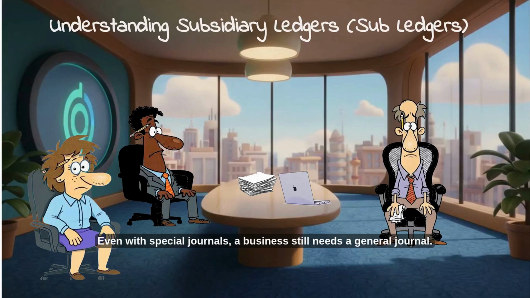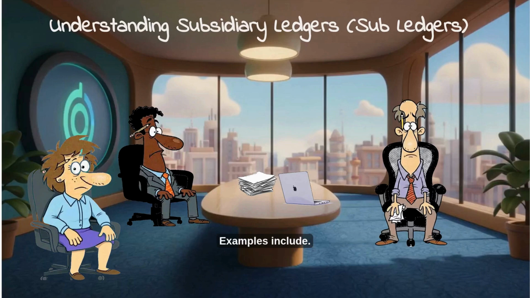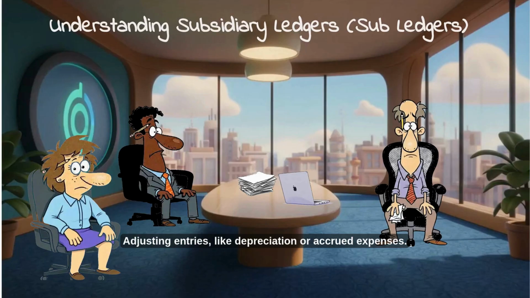The role of the general journal. Even with special journals, a business still needs a general journal. It serves as a safety net for any transaction that does not fit the specific criteria of the special journals. Examples include adjusting entries, like depreciation or accrued expenses. Closing entries at the end of the fiscal period. Purchase returns and allowances on account. Sales returns and allowances on account.